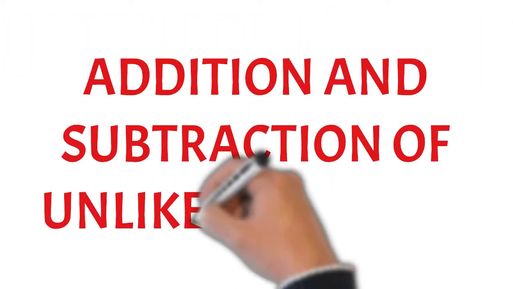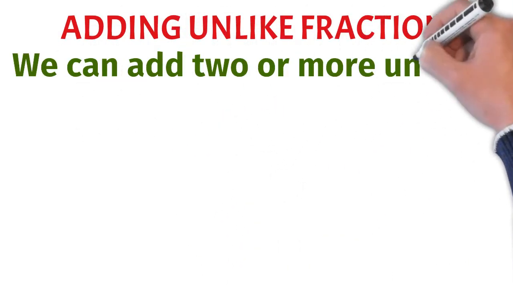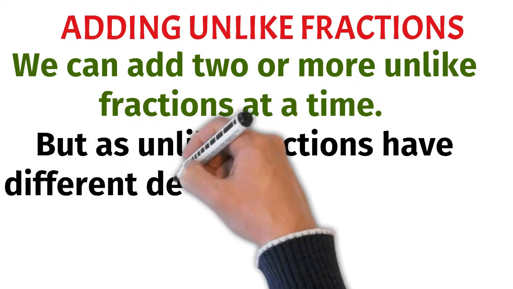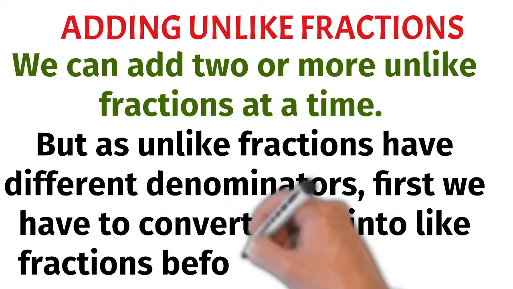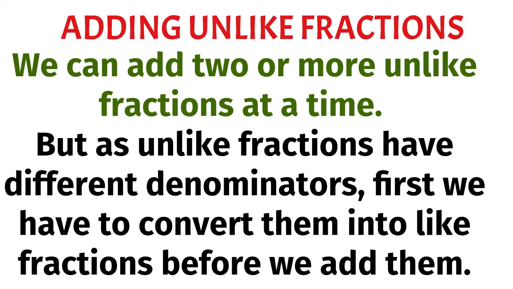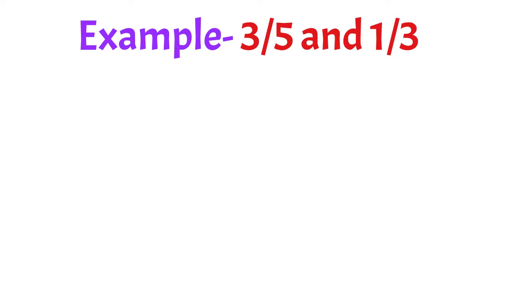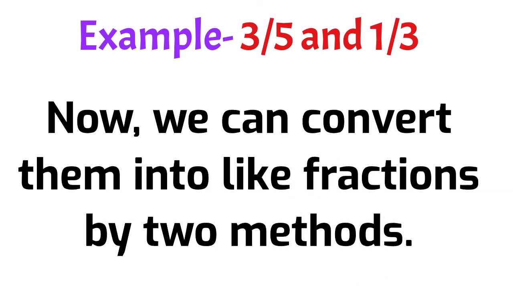Next is addition and subtraction of unlike fractions. First, coming to adding. We can add 2 or more unlike fractions at a time. But as unlike fractions have different denominators, first we have to convert them into like fractions before we add them. And then the process to add them is the same as the addition of like fractions. For example, 3 by 5 and 1 by 3 are the unlike fractions.